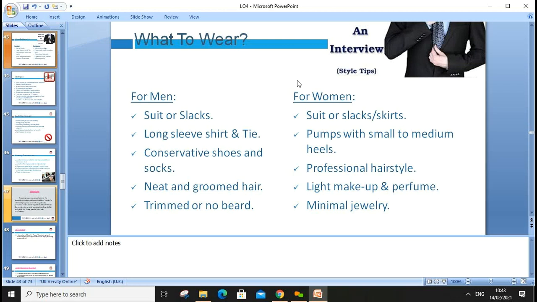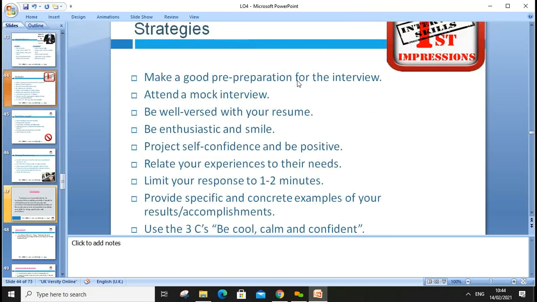That is crucial: suits, or pumps with a small or medium heel for women. For men: a suit jacket, long-sleeve shirt, tie, conservative shoes and socks, neat and groomed hair, and trimmed, no beard.